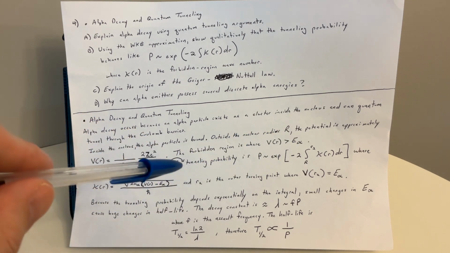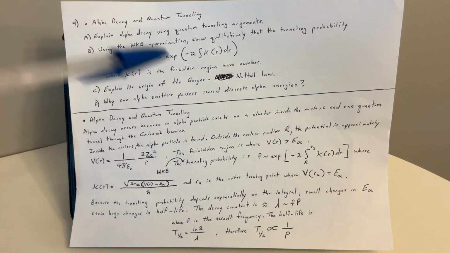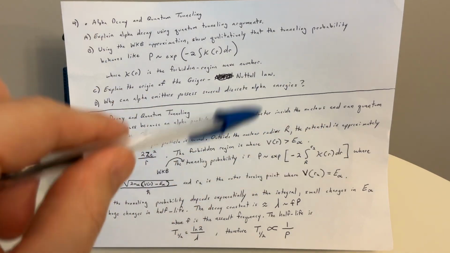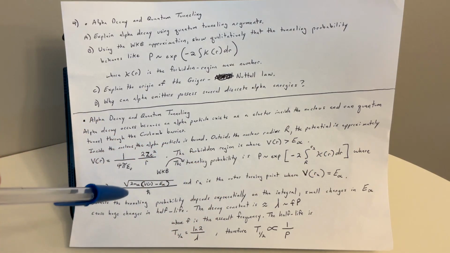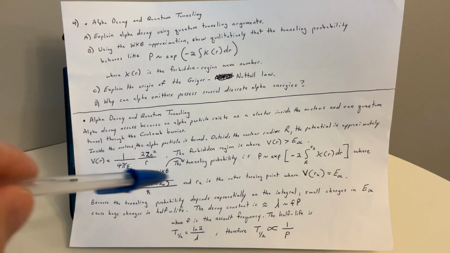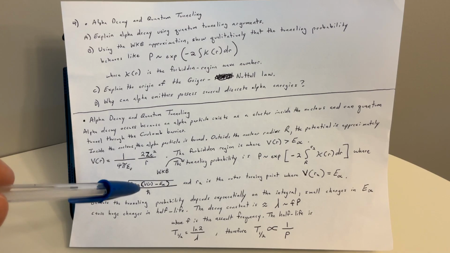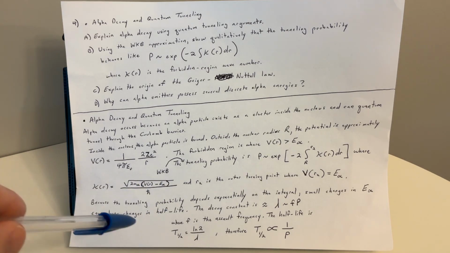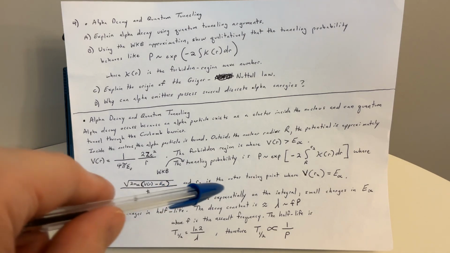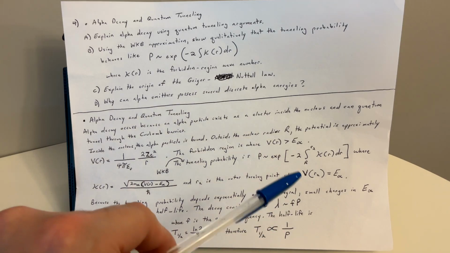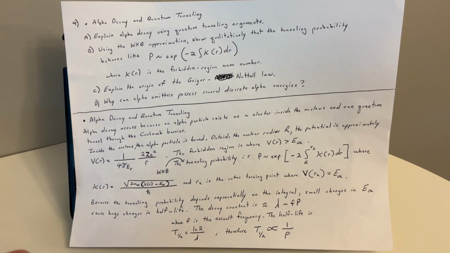The WKB tunneling probability is this, bounded from r to lowercase r sub 2, where kappa of r equals square root of 2m sub alpha times the quantity V of r minus E sub alpha over h bar. And r sub 2 is the outer turning point where V of r sub 2 is equal to E sub alpha. Because tunneling probability depends exponentially on the integral, small changes in E sub alpha cause huge changes in half-life.